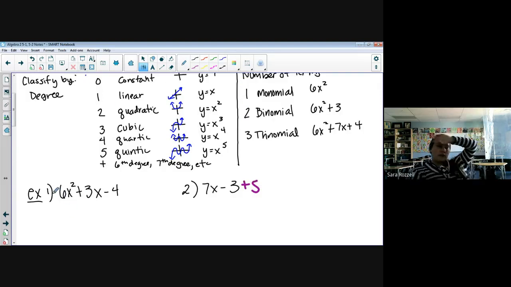So on our first problem, we have 6x squared plus 3x minus 4. What degree is this polynomial? What is the highest power that you see? Y'all can hold your fingers up. The highest power is 2, right? That's the highest degree. So it's a 2nd degree polynomial, so we know it's a quadratic.